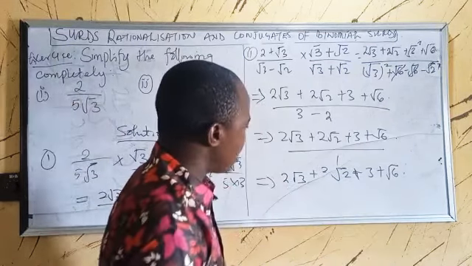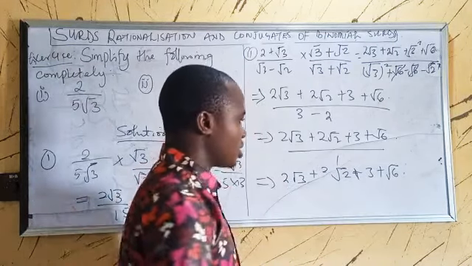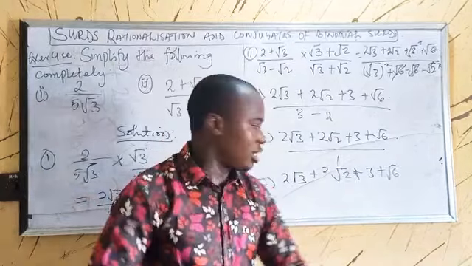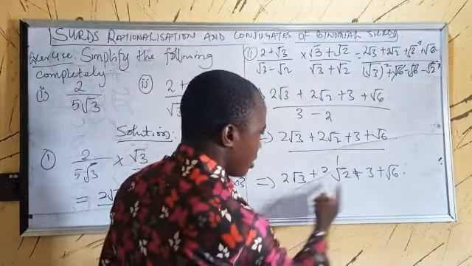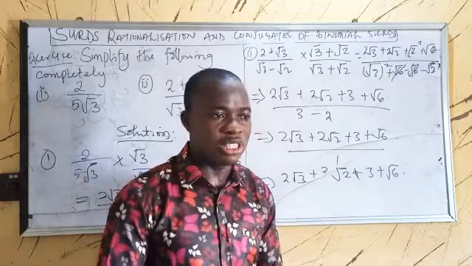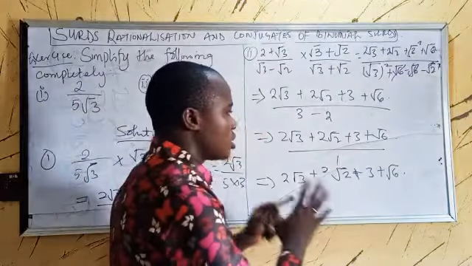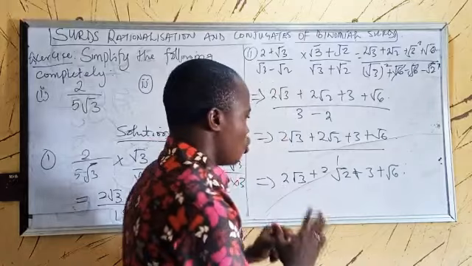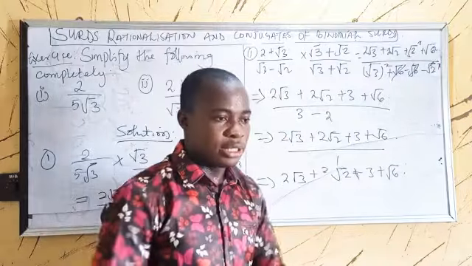Now if you look at the result we have here very well, you can see that the terms are not like terms at all. We have root 3 here, we have root 2 here, we have root 6. So definitely there is no combination here. So this is how you are going to leave your answer, and that is the final.